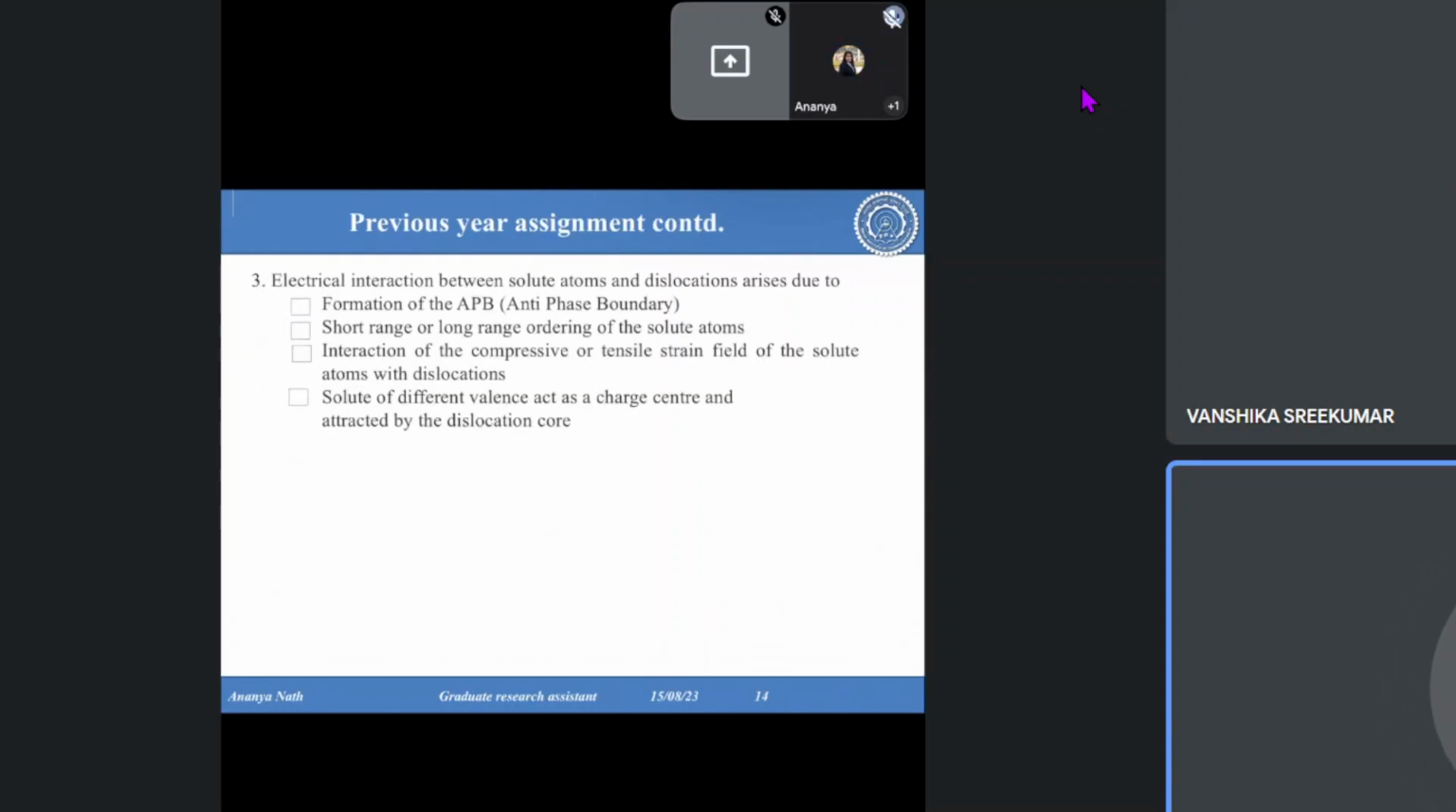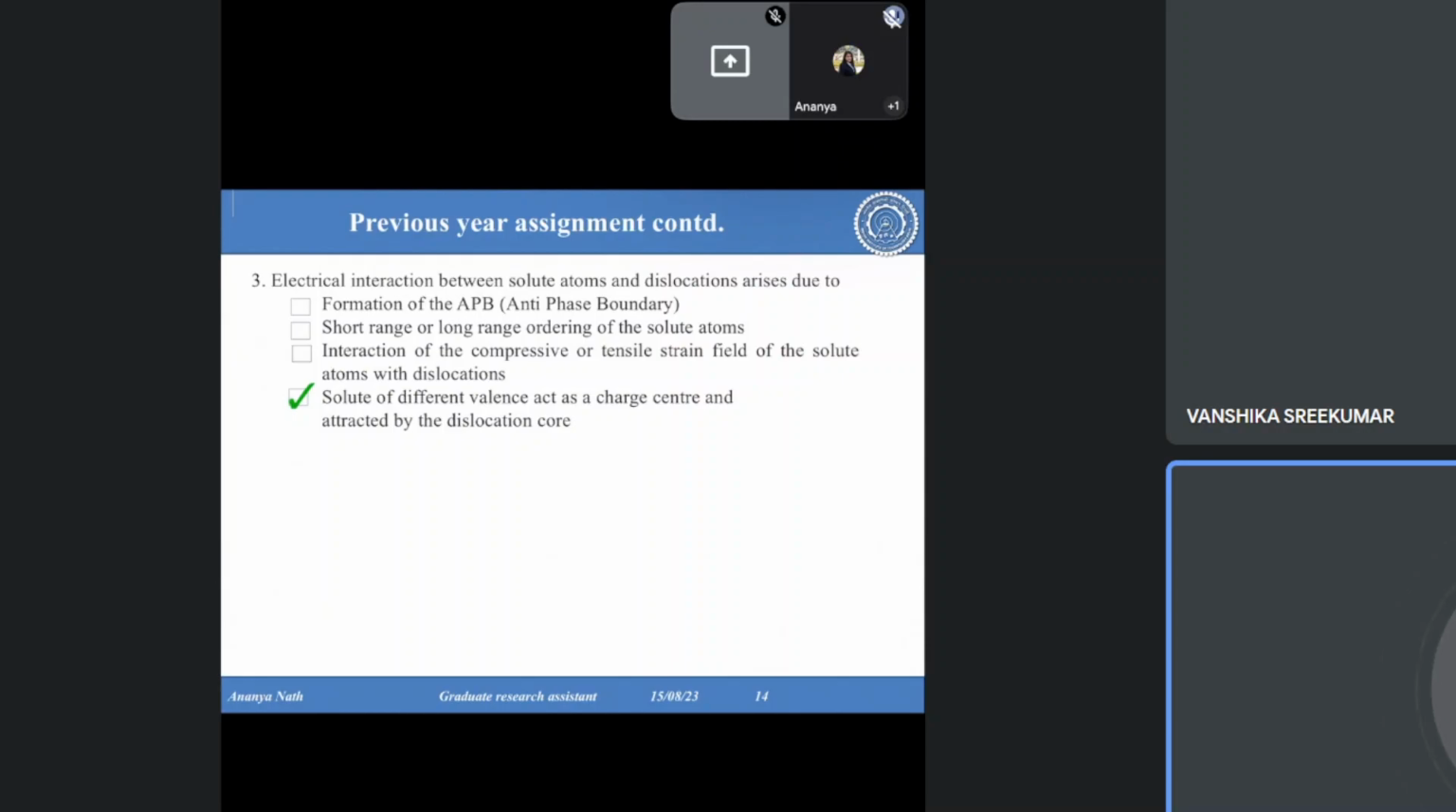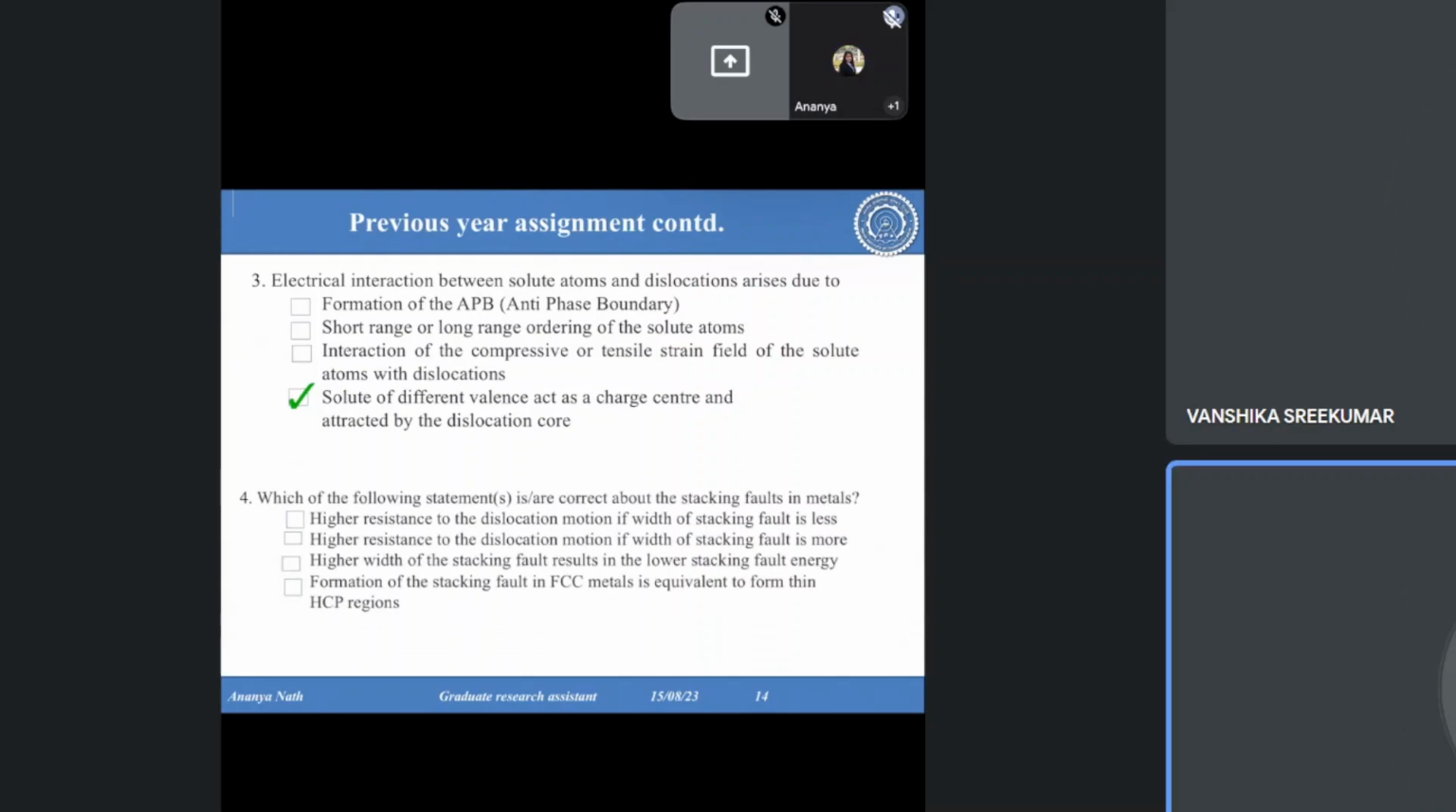Next, electrical interaction between solute atoms and dislocations arises due to what? The last one: the solute of different valence acts as the charge center and is attracted by the dislocation force. Yes, ma'am.